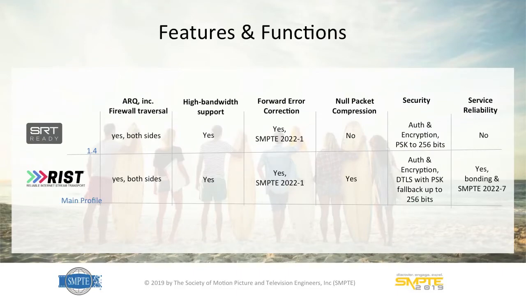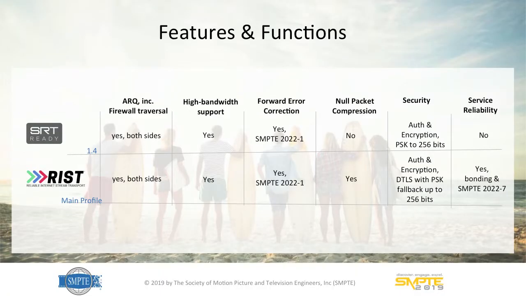So what are the real differences between the two? If you look back a year or two ago, there were some pretty big differences. And what we're starting to see is both SRT and RIST are converging towards a common set of real goals for transmission. Probably the biggest differences between them are in null packet compression, which is basically a way of taking out unnecessary packets in a transport stream and then reinserting them at the end. SRT does not include that. RIST does. Security, a different approach to security. RIST uses DTLS with pre-shared key as a fallback, whereas SRT uses PSK.